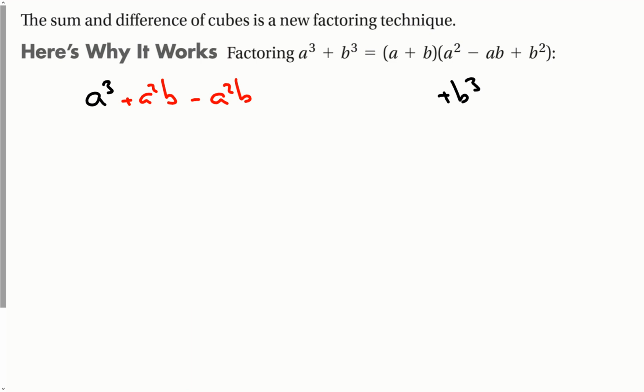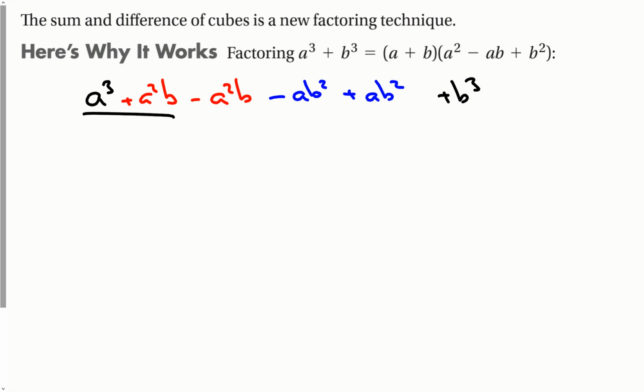Okay, so then I'm also going to add a minus ab squared. And if I put in a minus ab squared, I have to put in a plus ab squared as well. Now I still have my same equation, a to the third plus b to the third. The rest of the stuff all cancels out. But what you should notice is that you can now factor this with grouping.